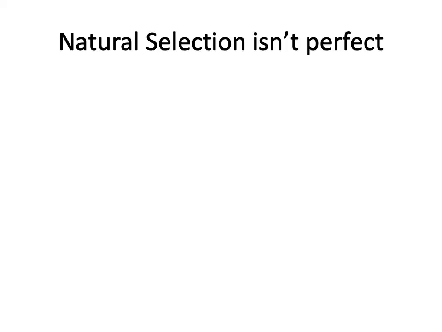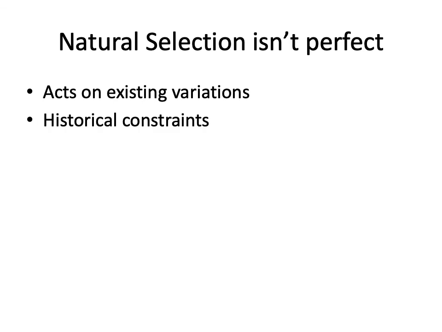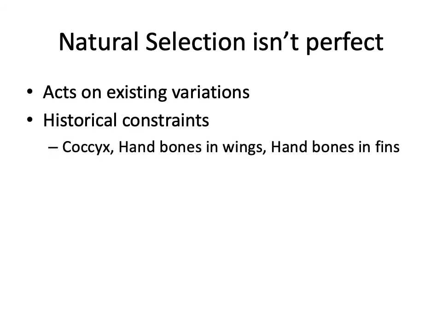And natural selection isn't perfect. It acts on historical constraints. It acts on what's available. And what's available has changed. For example, certain primates lost their tails.